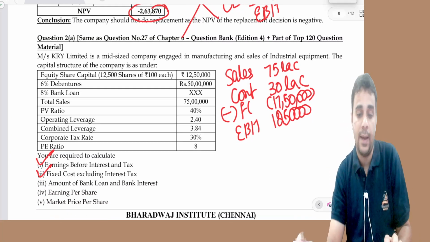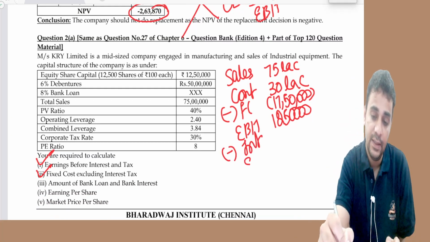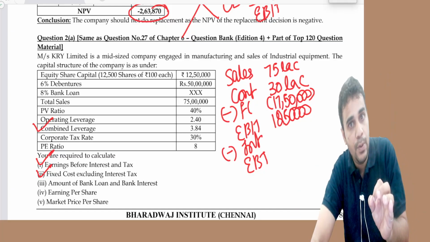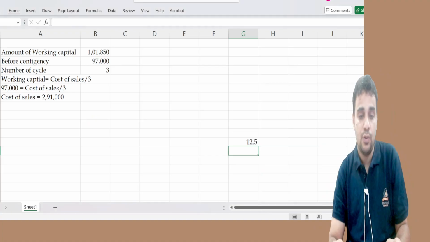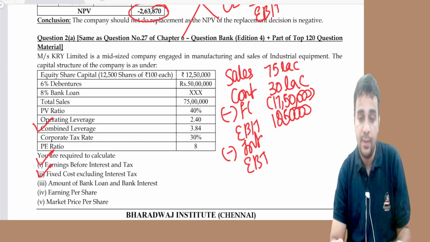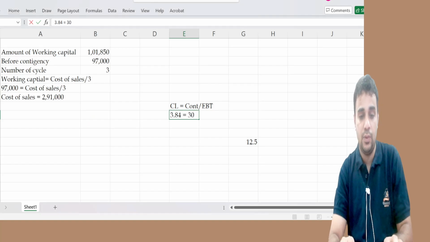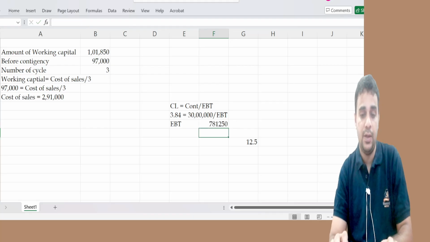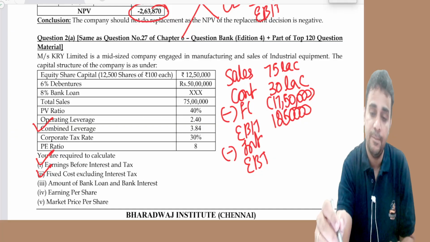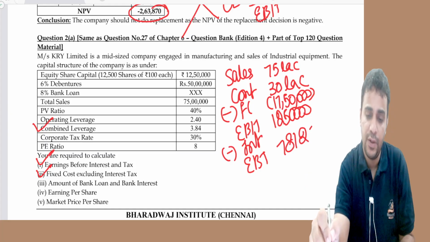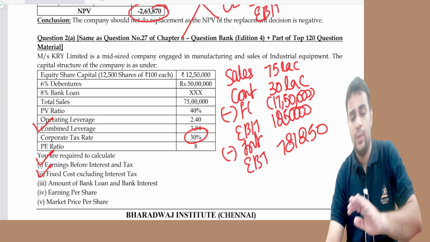Amount of bank loan and bank interest, less interest, EBT. How can I get EBT? Using combined leverage. What is combined leverage? Contribution divided by EBT. So combined leverage, no need to do even financial leverage. Contribution by EBT, 3.84 is equal to 30 lakh by EBT. EBT is equal to 30 lakh divided by 3.84, 781,250. EBT is 781,250.